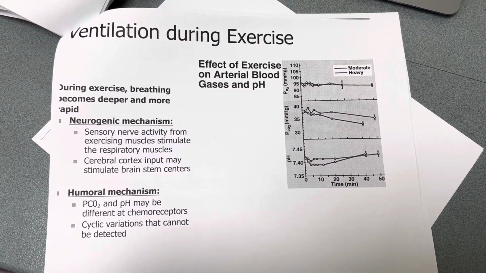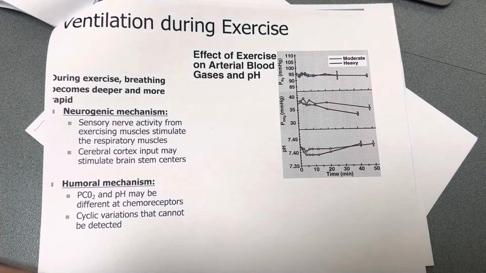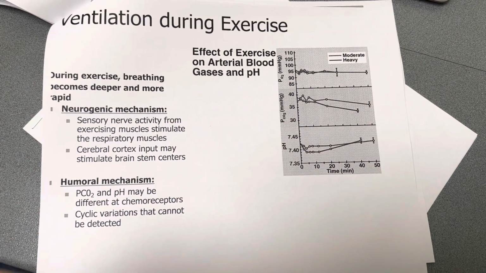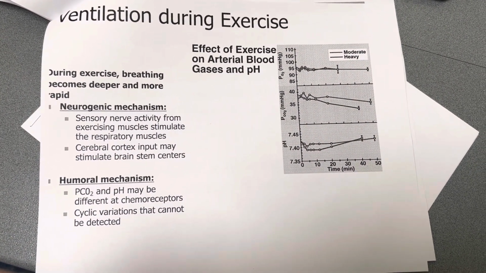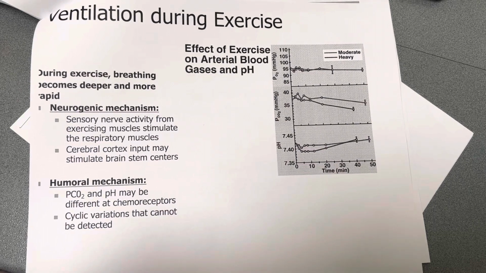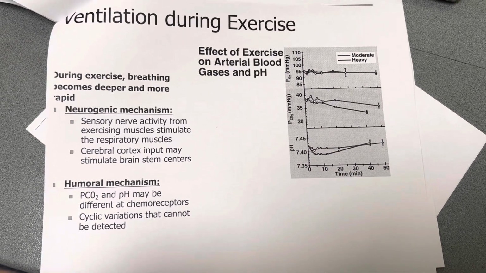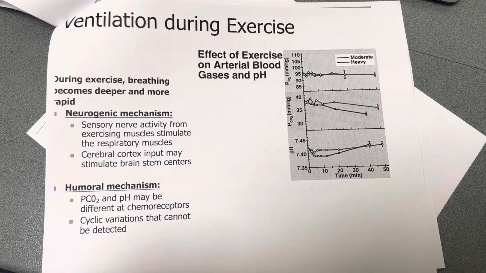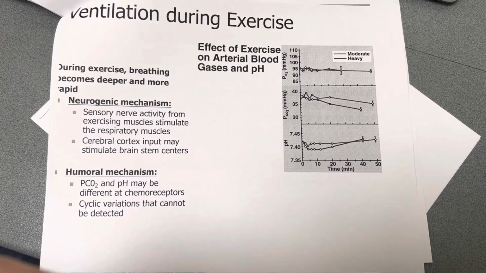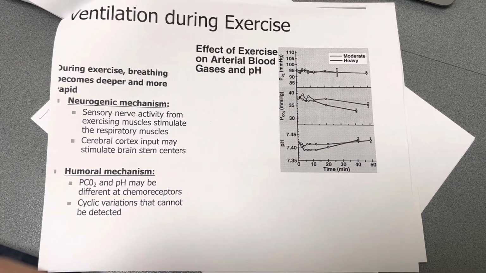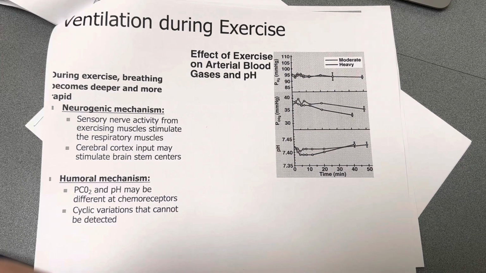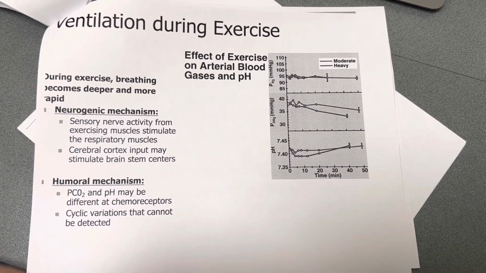Ventilation during exercise. During exercise, breathing becomes deeper and more rapid. Neurogenic mechanism: sensory nerve activity from exercising muscles stimulates the respiratory muscles. Cerebral cortex input may stimulate brain stem centers. Humoral mechanisms: PCO2 and pH may be detected by chemoreceptors. Cyclic variations that cannot be detected.